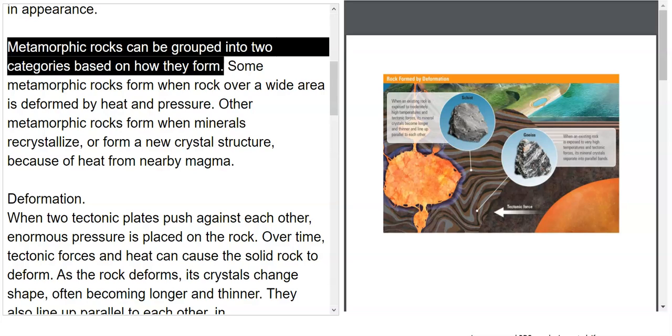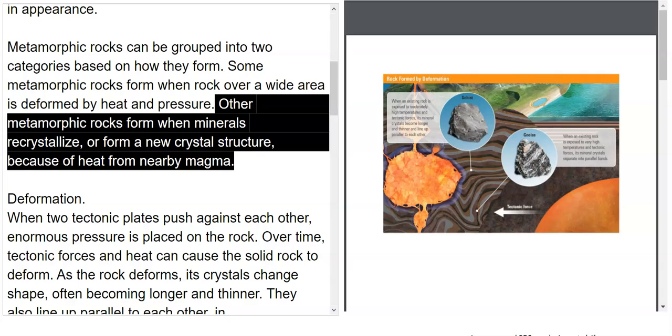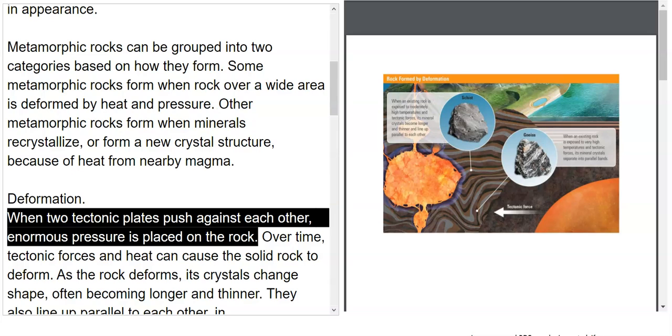Metamorphic rocks can be grouped into two categories based on how they form. Some metamorphic rocks form when rock over a wide area is deformed by heat and pressure. Wide area. Other metamorphic rocks form when minerals recrystallize, or form a new crystal structure, because of the heat from the nearby magma. Let's look at deformation first.